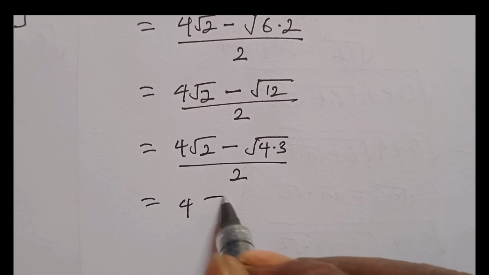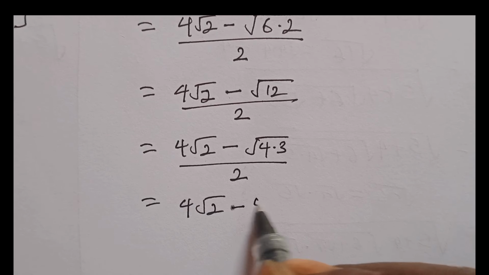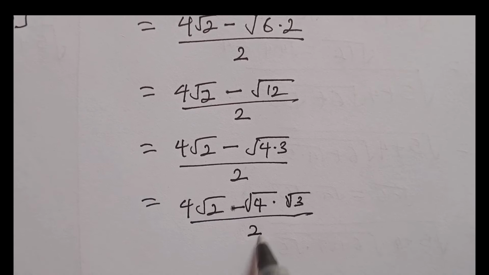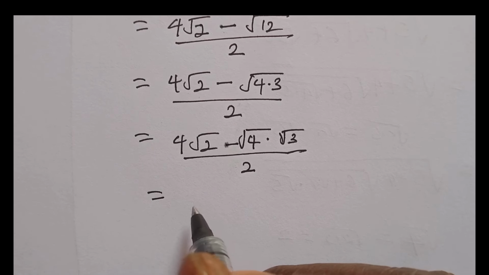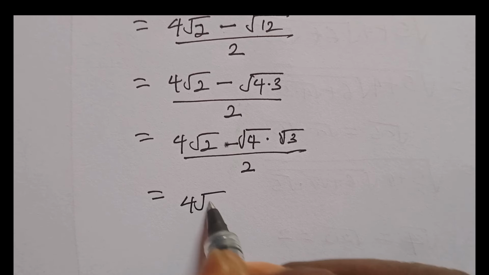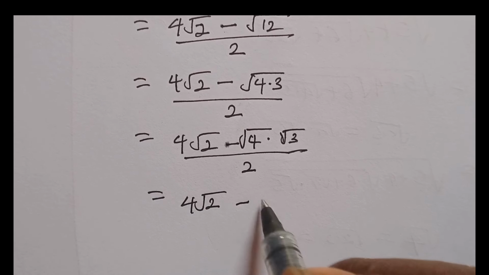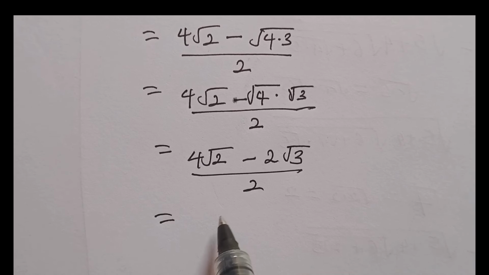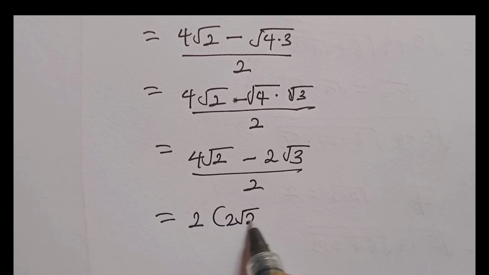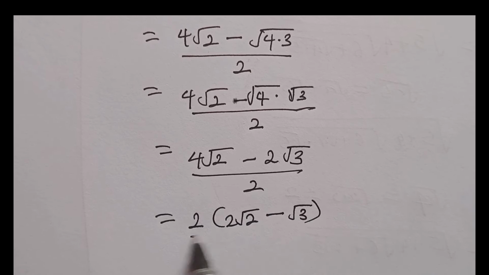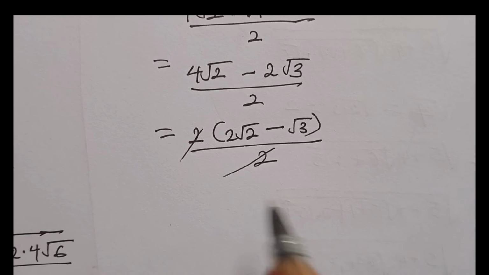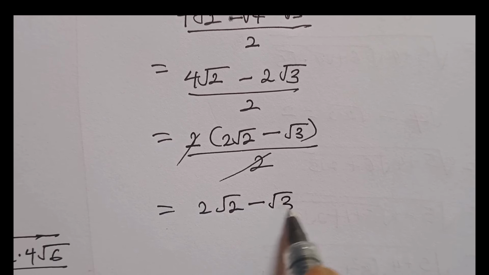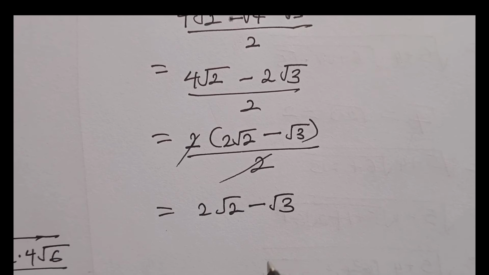Now we have 4 square root of 2 minus square root of 4 times square root of 3, divided by 2. And don't forget square root of 4 is 2, that will now give us 4 square root of 2 minus 2 times square root of 3, everything divided by 2. Now, let's factorize out 2 from the numerator. Now we have 2 bracket 2 square root of 2 minus square root of 3, everything divided by 2. The 2 will cancel 2. Therefore, we now have 2 square root of 2 minus square root of 3 as the final answer.